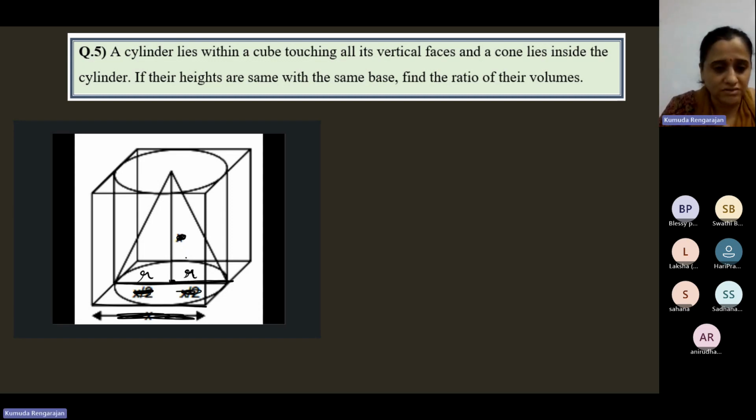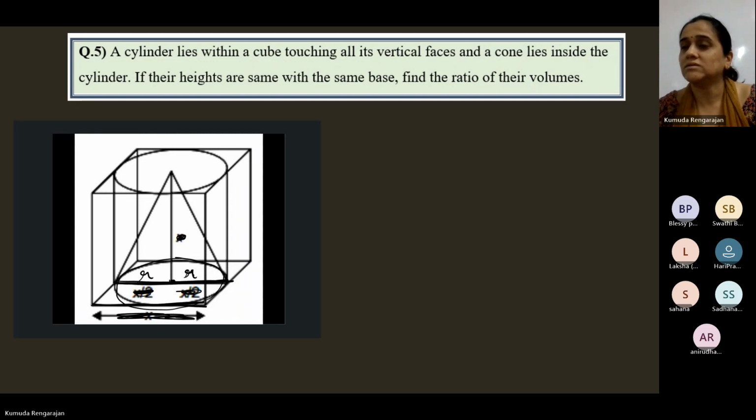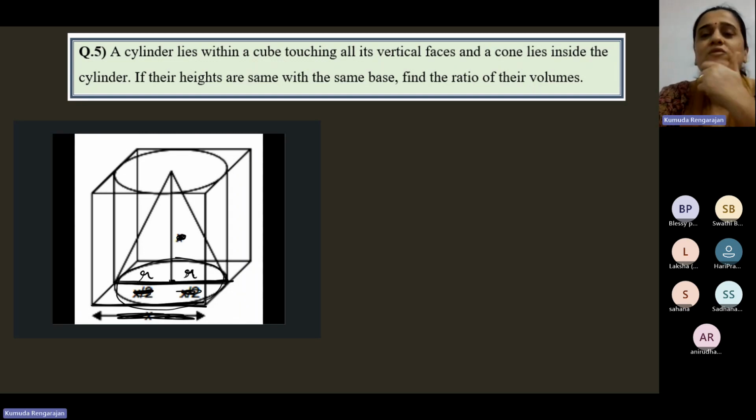See, the circle touches all the sides of the square. So the diameter of the circle will be the edge of the cube. So the edge of the cube is 2r. What is the height of the cube? Online students, what is the height of the cube?